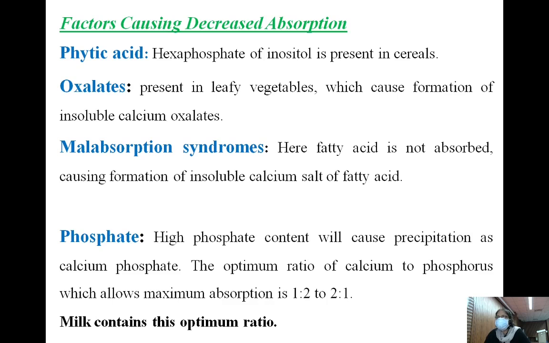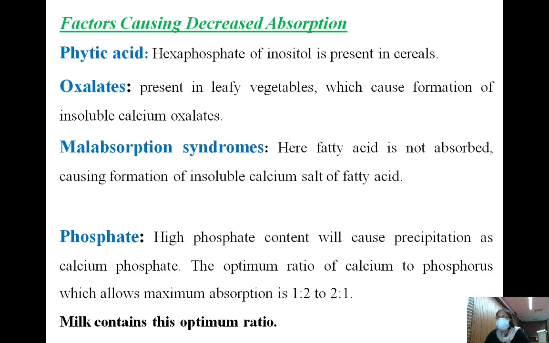Factors causing decreased calcium absorption. Those are phytic acid, the hexaphosphate of inositol, which is present in cereal. Phytic acid decreases calcium absorption. Oxalate present in green leafy vegetables causes formation of insoluble calcium oxalate.